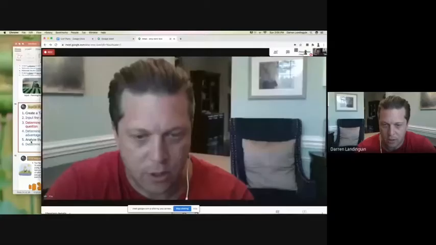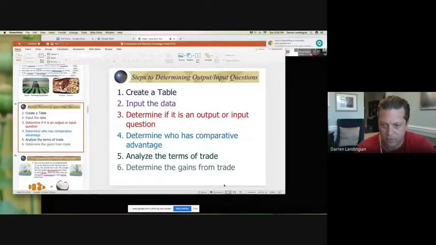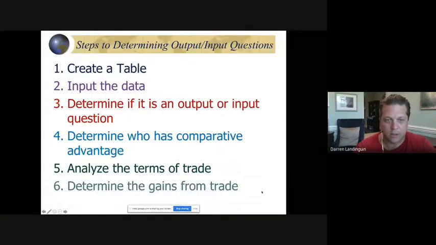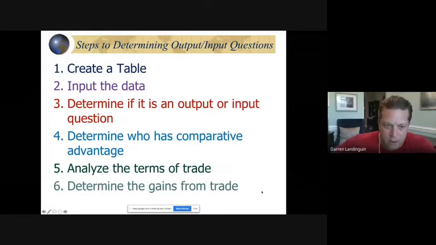Okay, so the first thing we're going to do is take a look at the steps in solving the problems for comparative and absolute advantage. If I were to break this down into a number of steps, what I would do is analyze the data based on the material provided for me. That is to say, if I were given a question about comparative and absolute advantage, the first thing I would do is create a table. And we'll look at that today, and I'll show you what I mean by that.